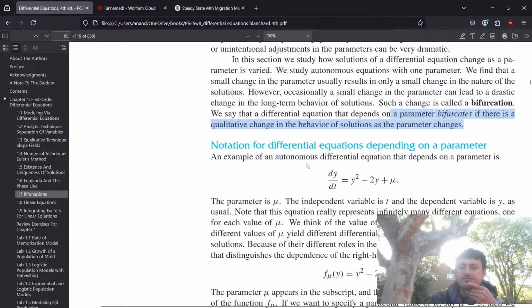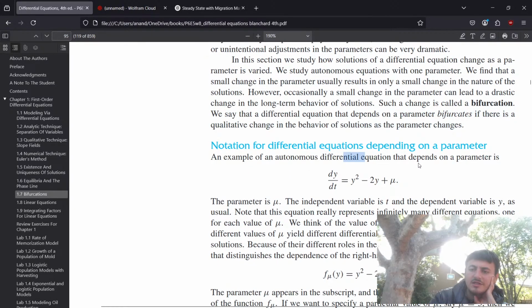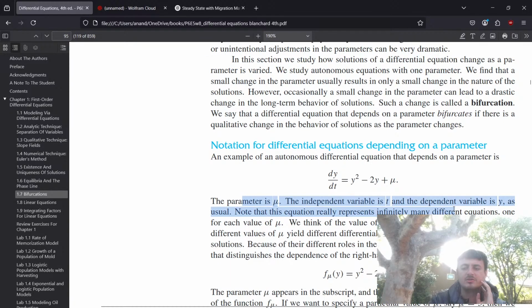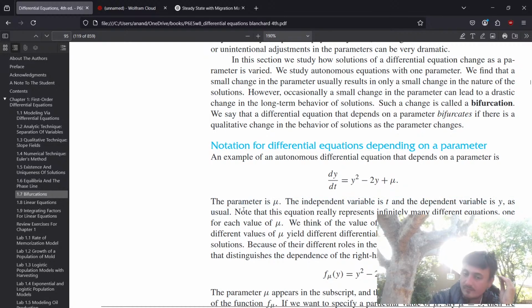Okay, so the notation for differential equations depending on a parameter. An example of an autonomous DE that depends on a parameter is dy/dt = y² - 2y + μ. The parameter is μ, the independent variable is t, and the dependent variable is y.